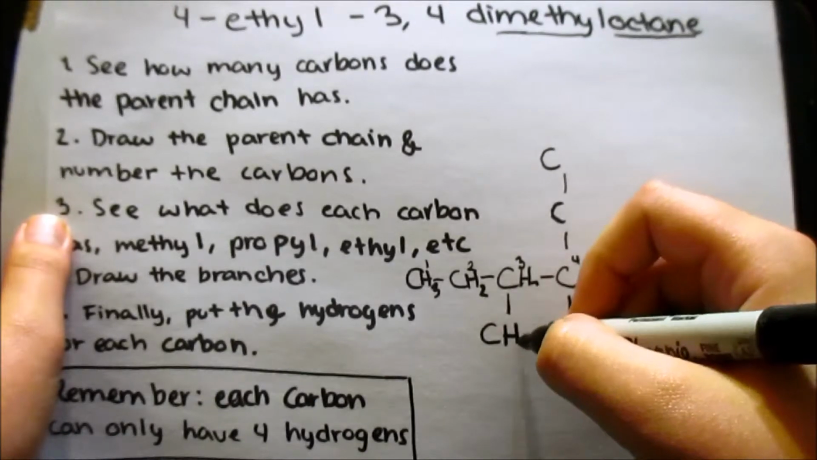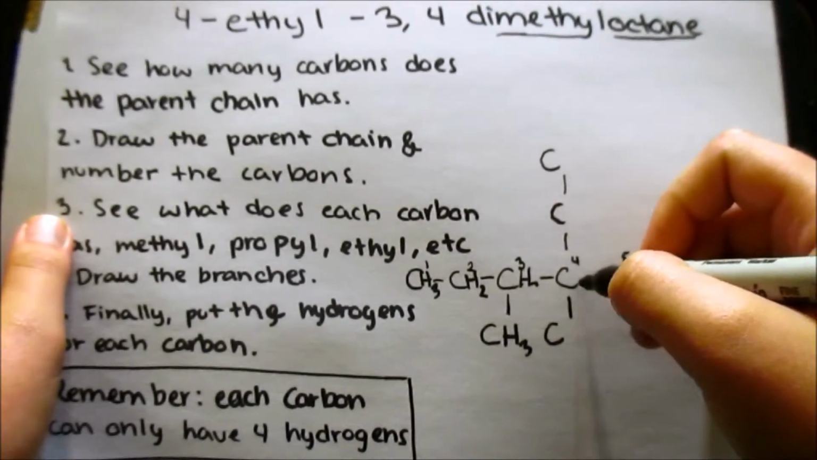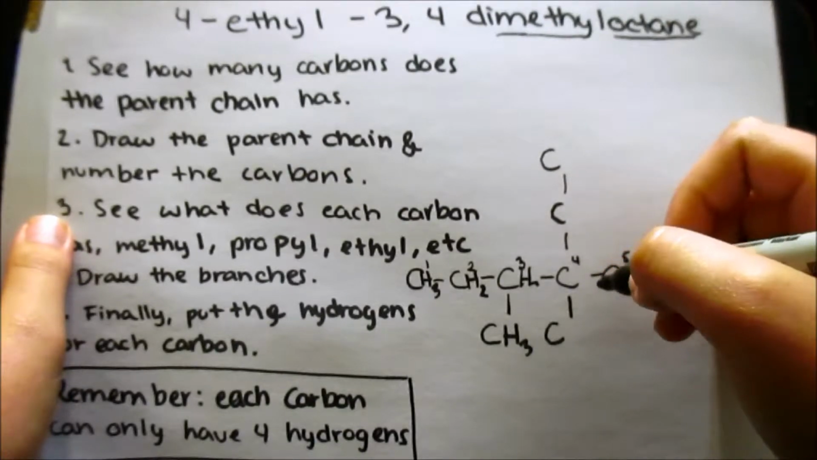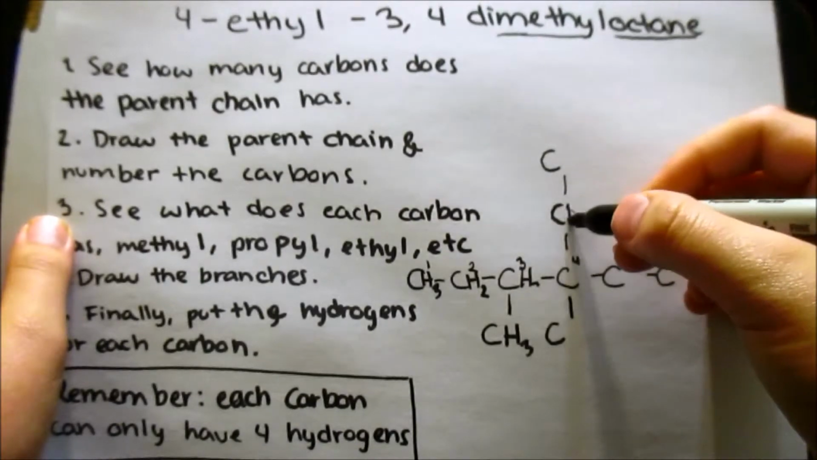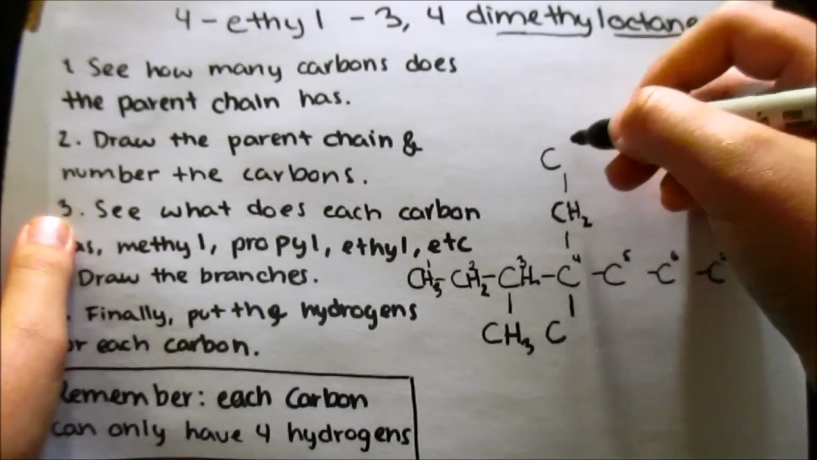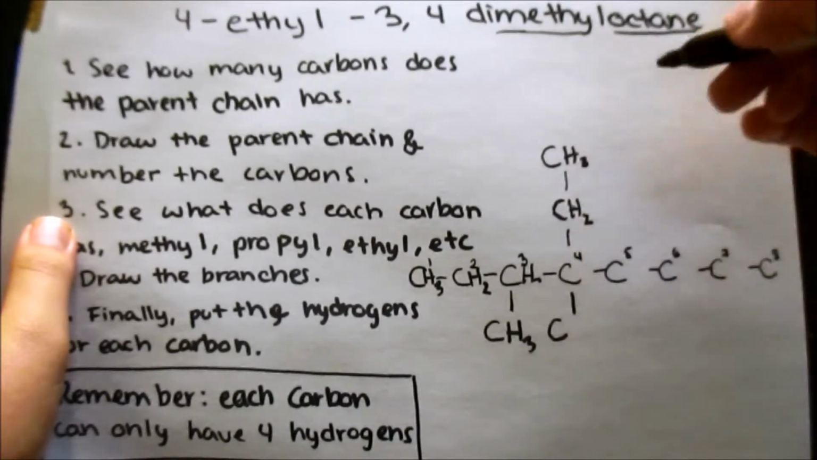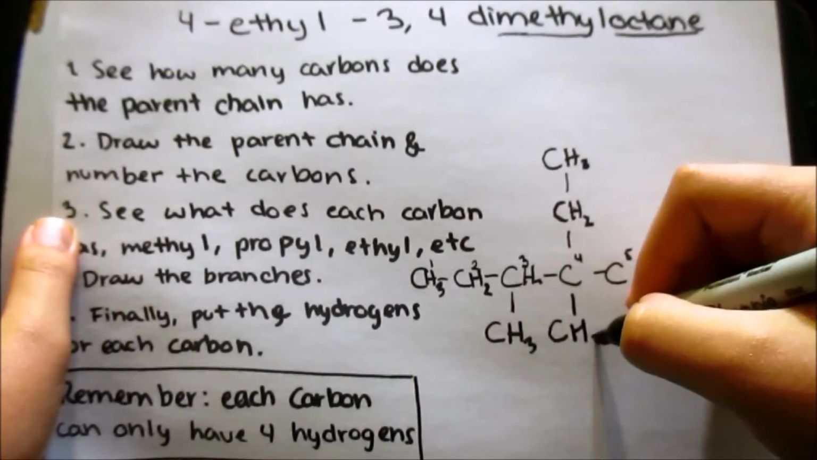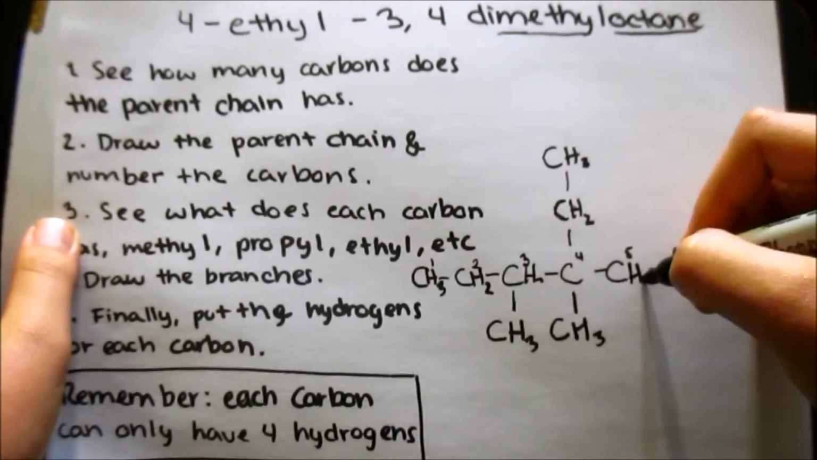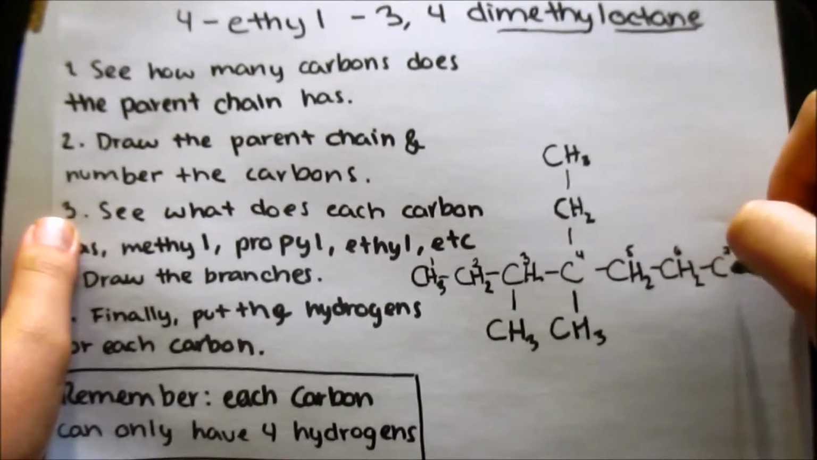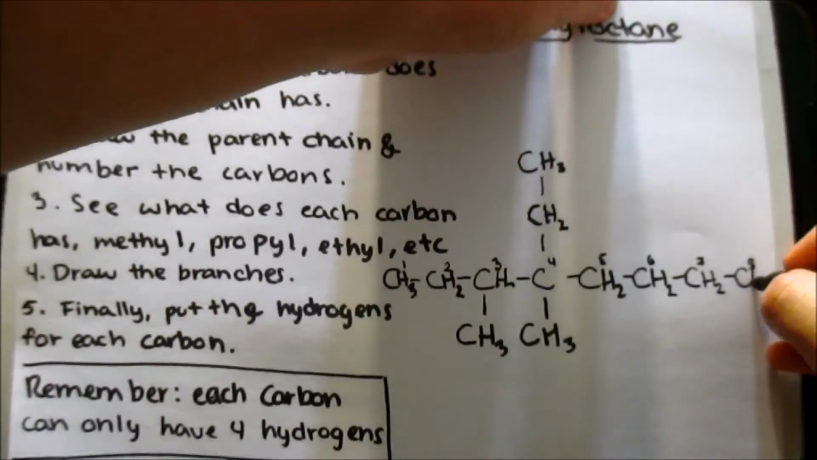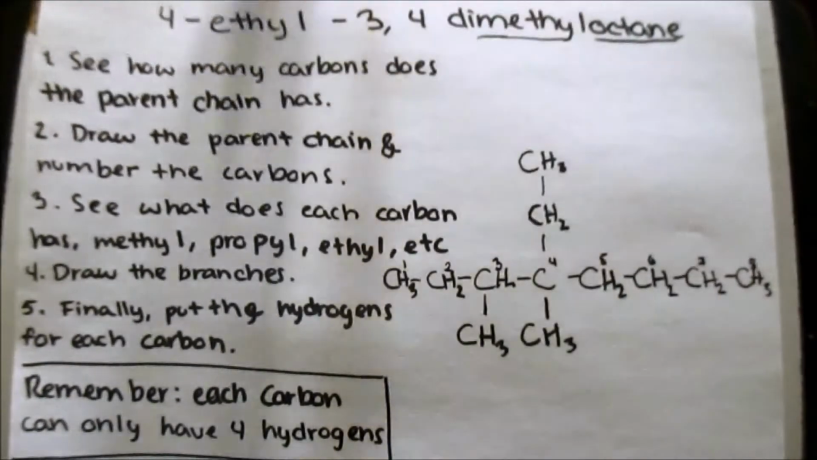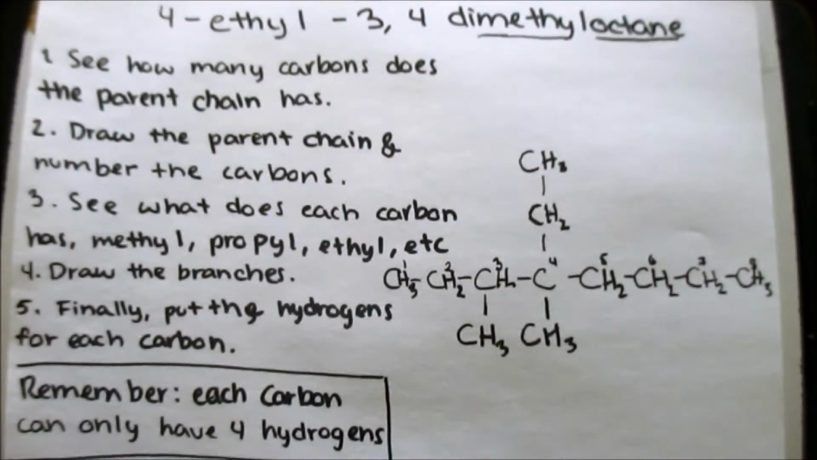It's only a hydrogen. Here we don't put a hydrogen because this carbon already has 4 bonds. Okay, this has 2, has 1, this has only 1, has 2, 2, 2, and we are done. And this is how you draw the molecule.